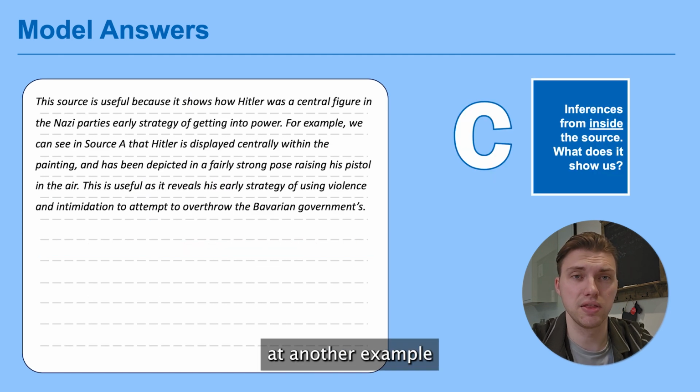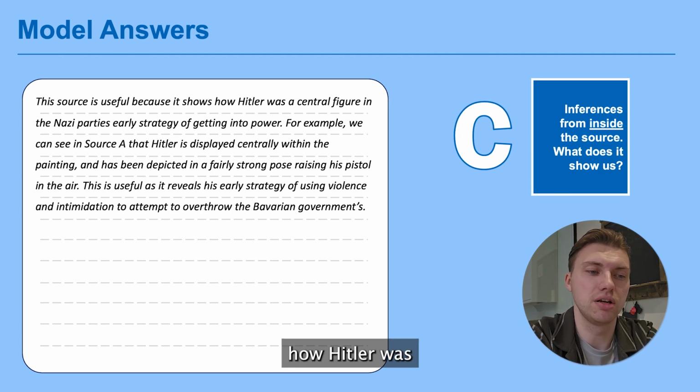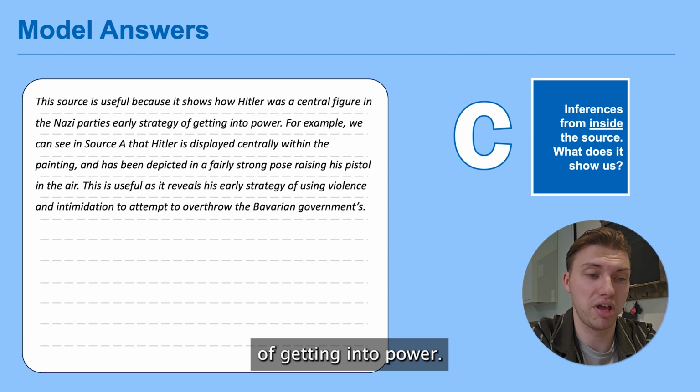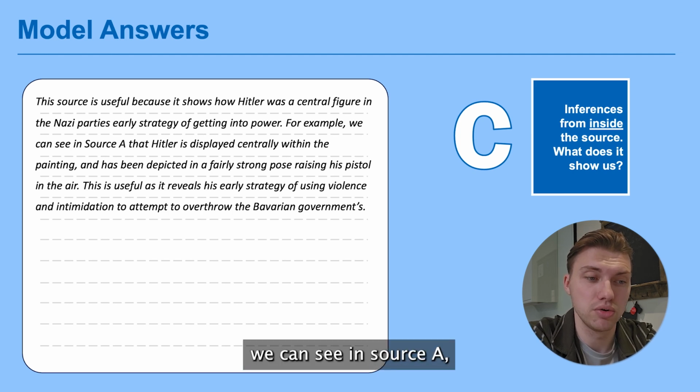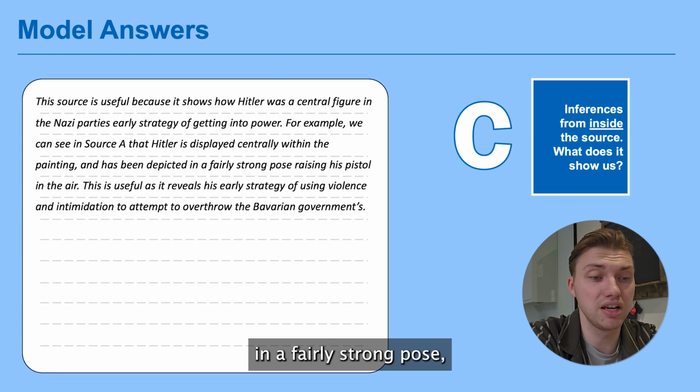So let's look at another example of a model answer. This source is useful because it shows how Hitler was a central figure in the Nazi Party's early strategy of getting into power. For example, we can see in source A that Hitler is displayed centrally within the painting and has been depicted in a fairly strong pose, raising his pistol in the air.